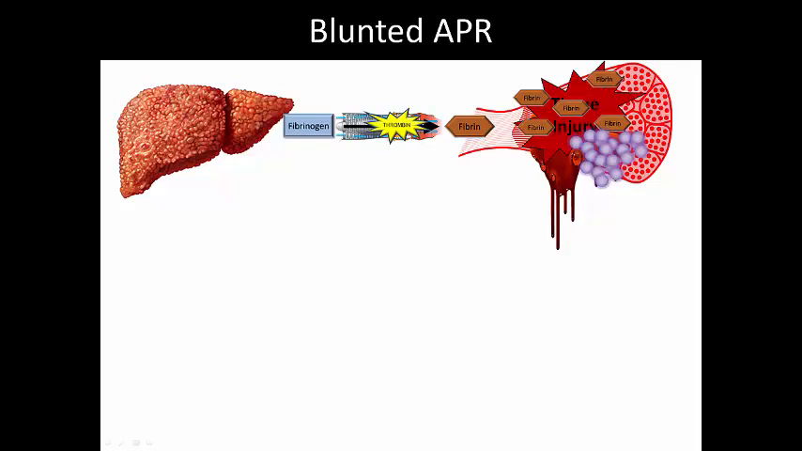To recap, one clinical example of a blunted acute phase response is the cirrhotic. In the setting of liver disease and cirrhosis, decreased fibrinogen and decreased coagulation factors result in decreased fibrin deposition, thus resulting in ineffective hemostasis, increased risk for bleeds, and increased risk for infections.